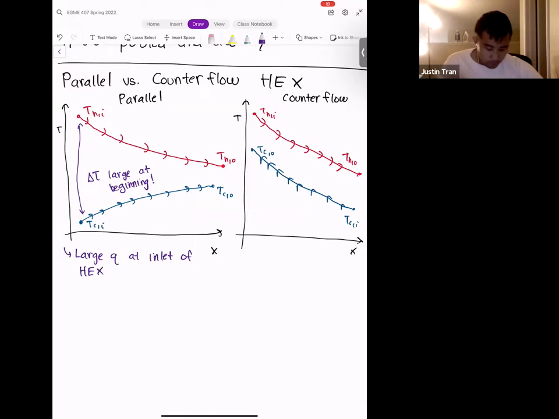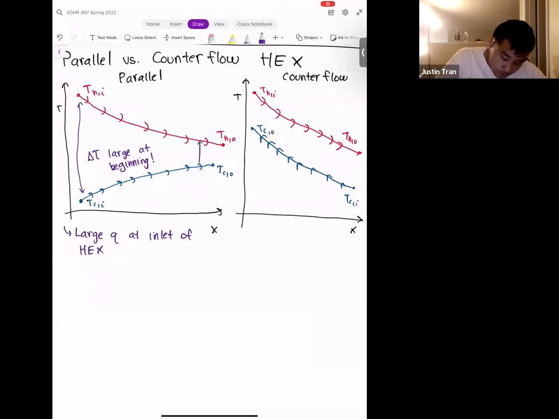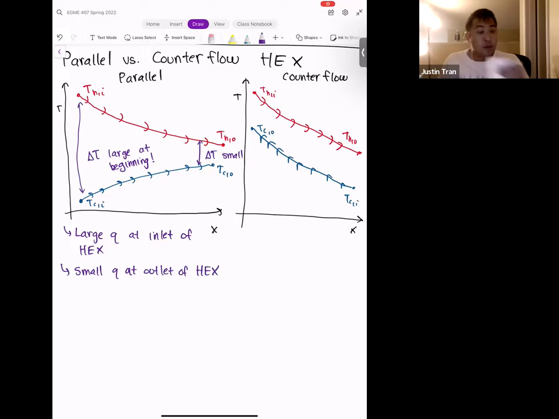So what we can say is that we have a very large Q, a very large heat transfer rate, at the inlet of our heat exchanger. But at the outlet of the heat exchanger, the temperature difference is a lot smaller. And so for the later parts, the delta T is not going to be as effective. So we have a small Q near the outlet of this heat exchanger.